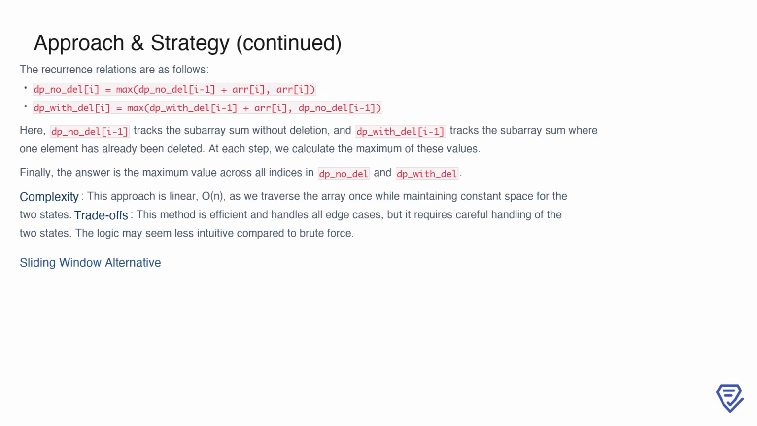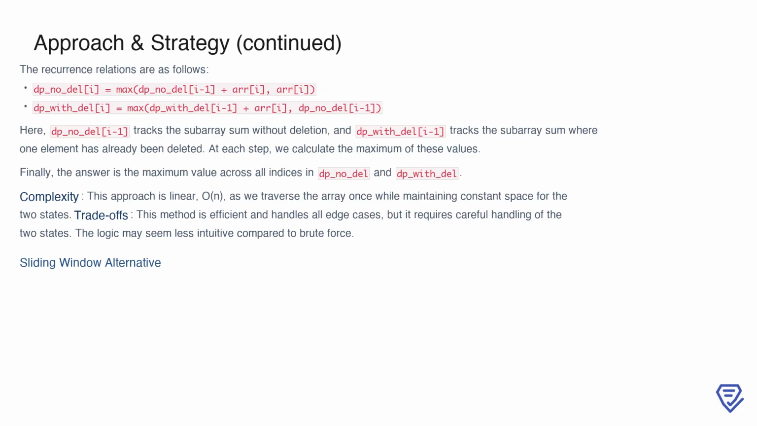For dp_with_del[i], we consider two possibilities: either extend the subarray where a deletion has already occurred, dp_with_del[i-1] plus arr[i], or delete the current element, effectively transitioning from the no deletion state of the previous index, dp_no_del[i-1]. These recurrence relations ensure that the values at each step are computed efficiently.